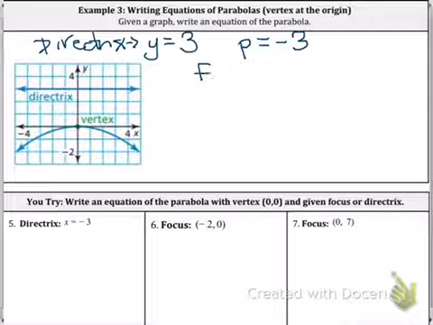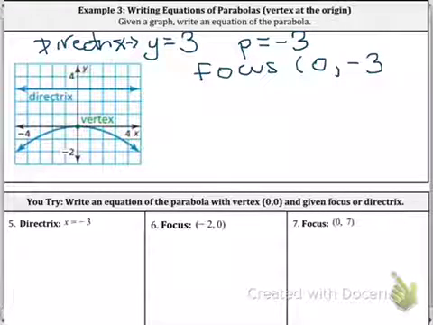And because it's going up and down, the parabola is going down, y equals 3, then we know that our focus is (0, -3). Okay, so if we could graph it on here if we wanted to, it would be down here at -3. So, in knowing that, we can write our equation.